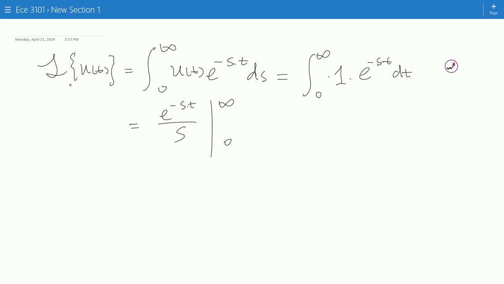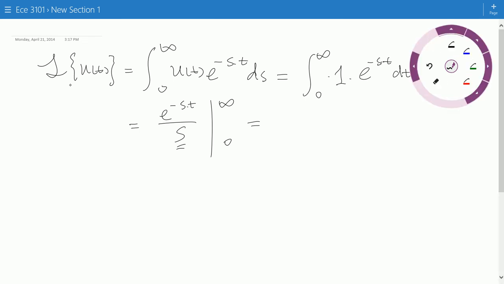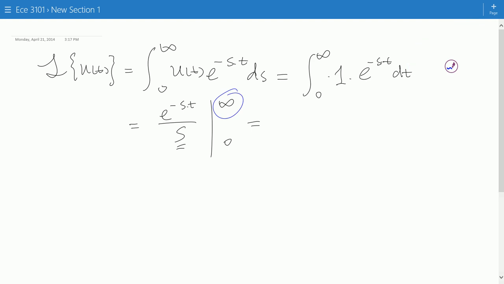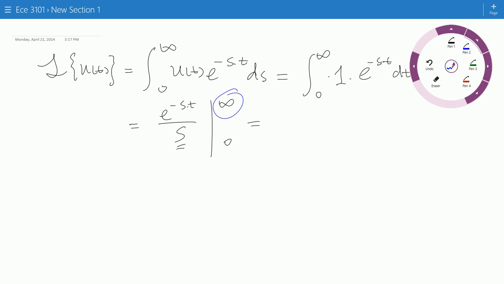Okay. And plug in infinity here, plug in 0 here. Since this s has a real part, and if we select a real part correctly, let's say in this case s has a positive real part, then this infinity bound will lead the entire thing to go to 0, while the rest will give us another number when t goes to 0. So we'll see how it goes.